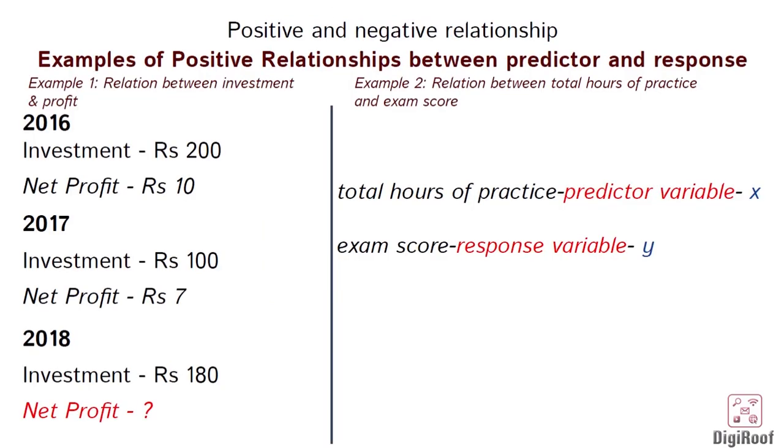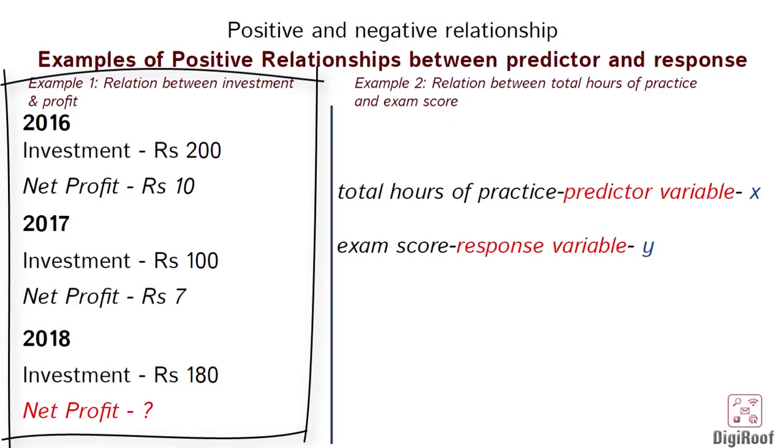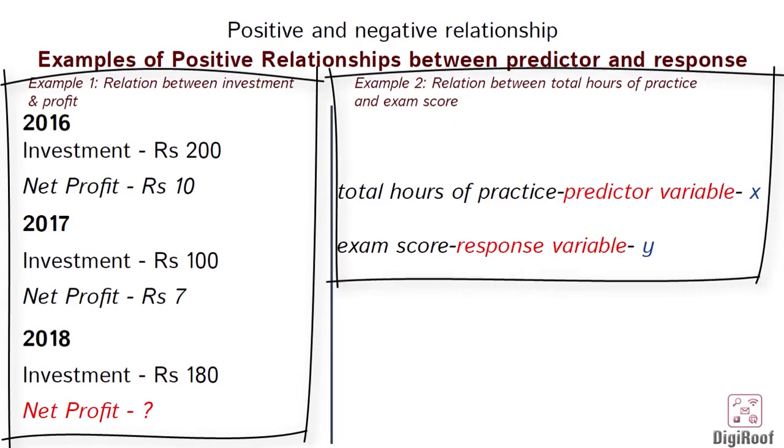Now we will move to the next topic. We talked about two kinds of variables, predictor variable and response variable. These two variables can be related to each other in two possible ways. Either they can have a positive relation or they can have a negative relation. In the first example, where profit was being predicted with the help of investment, as well as the second example, where the exam score was being estimated using total hours of practice, the two variables shared a positive relationship.